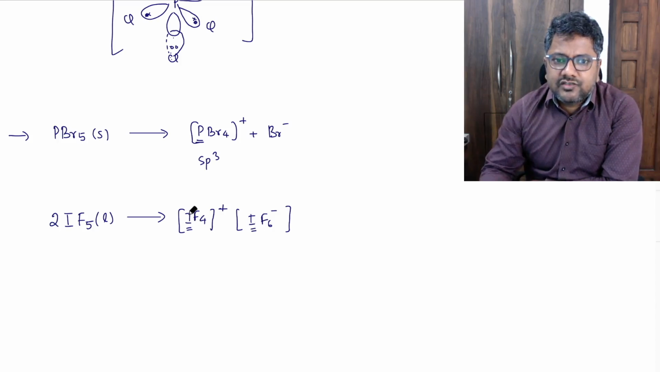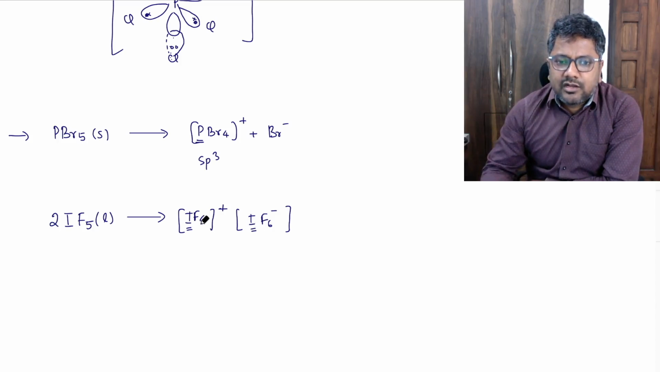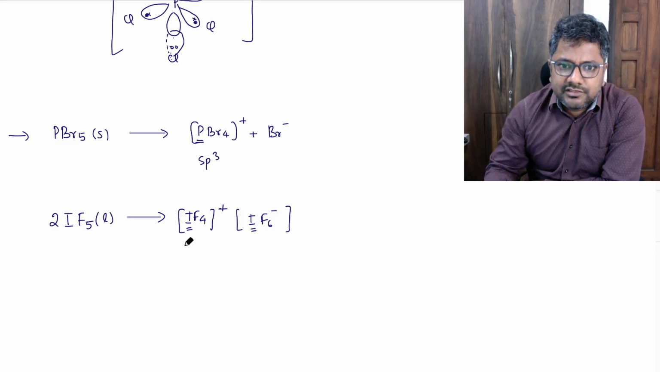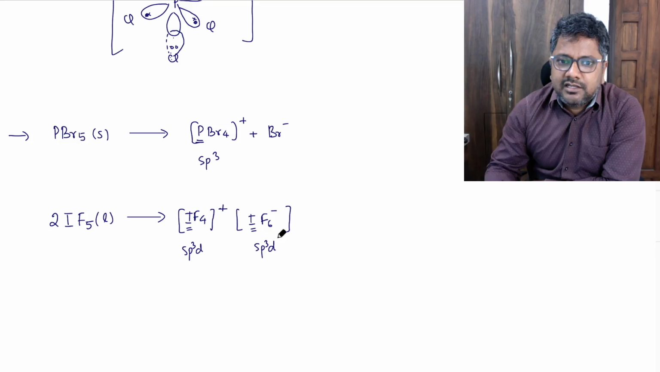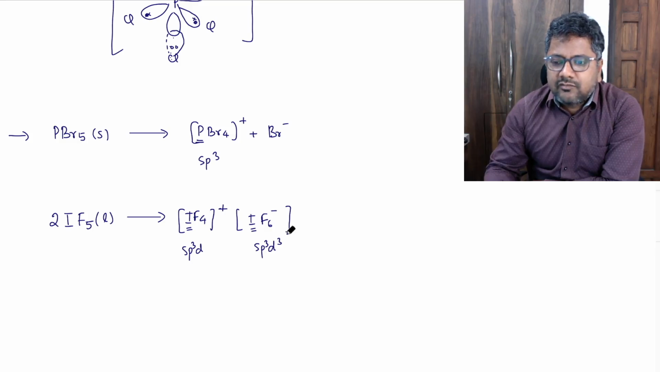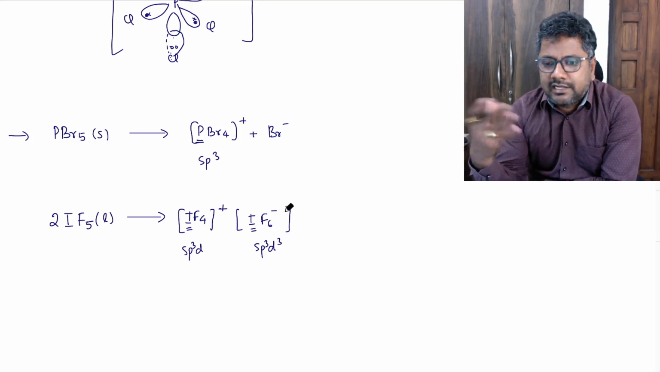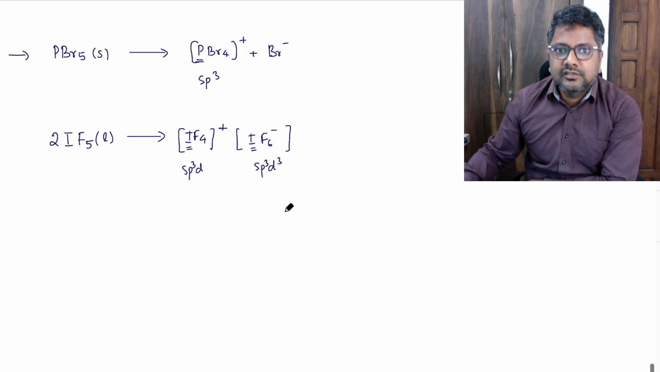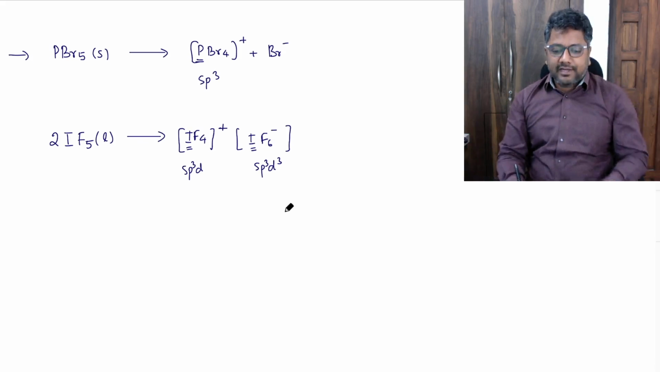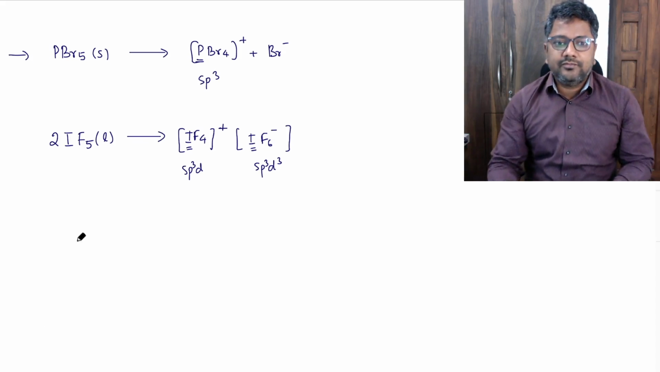So what is the hybridization here? 7 for iodine, 11 minus 1, so this is sp3d. And here 7 and 6, 13, 14, so this is sp3d3, 6 bond pairs, 1 lone pair, so the geometry is capped octahedral and the shape is distorted octahedral, right? So this is IF5.